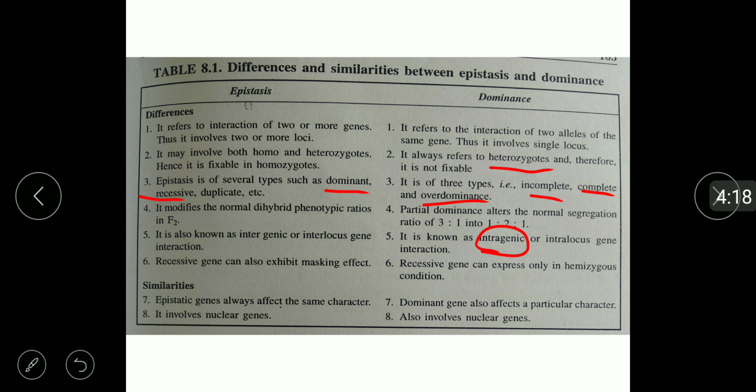Within one gene there will be two alleles. The interaction occurs between two alleles, and it is intralocus, meaning the interaction can occur only within that locus. A recessive gene can also exhibit a masking effect. And in dominance, a recessive gene can express only in a homozygous condition.